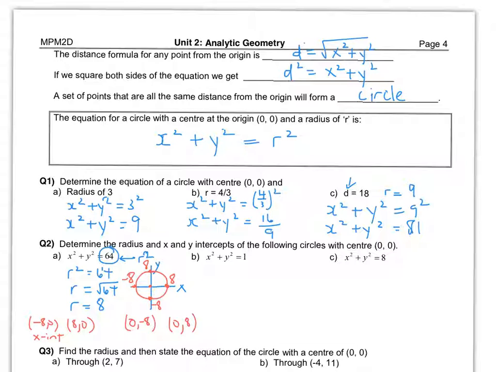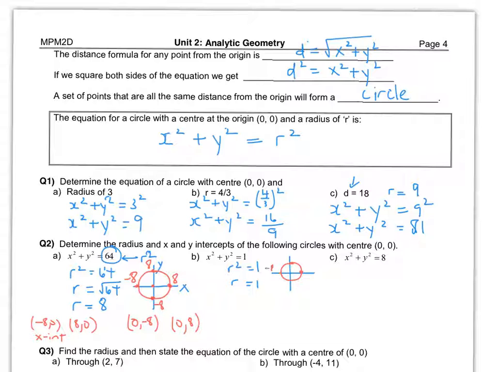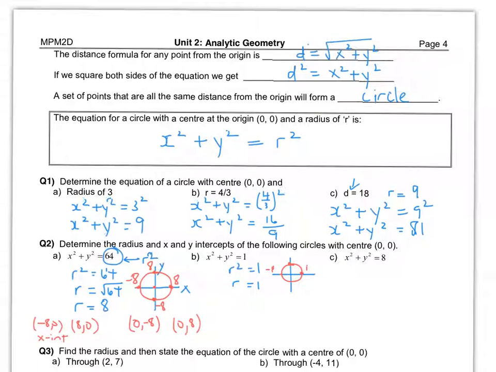Okay, for part B, radius squared is equal to 1. Square root both sides. We're going to get radius is 1 unit. Square root of 1 is just 1. And then if I were to draw the circle with a radius of 1 with a center of 0, 0, I would have my x and y intercepts at negative 1, and at positive 1 on the y, and at negative 1 down here. So in terms of x-intercepts, we have negative 1, 0, and we have 1, 0. The y-intercepts are 0, 1, and 0, negative 1.